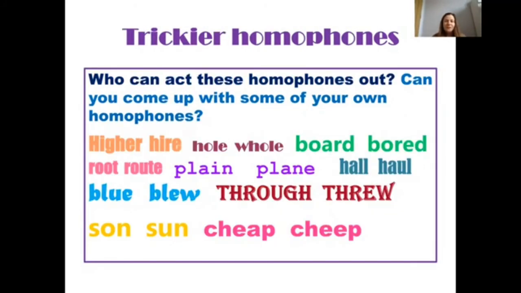Okay, so here are some trickier homophones. For example, higher and hire, whole and hole, root and route, plain and plane, and then we have blue and blew, sun and son. You know that actually we discussed sun and son as well, and cheap and cheep, board and bored. Bored is when you are bored, and board is the whiteboard, for example, we're using to write on.